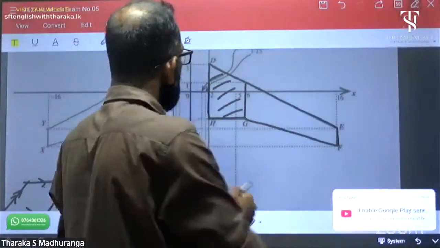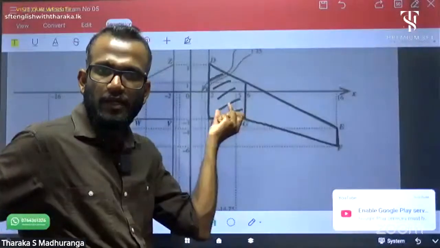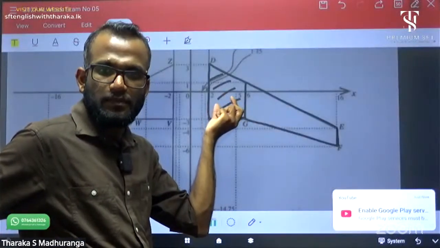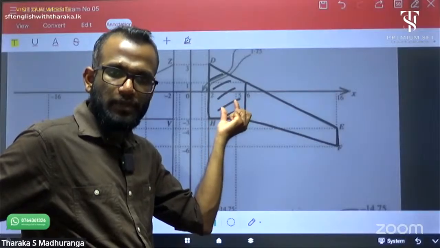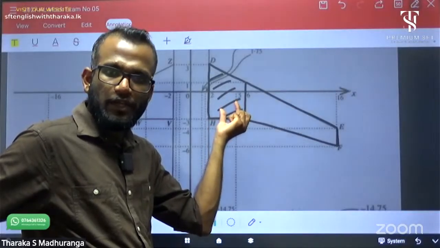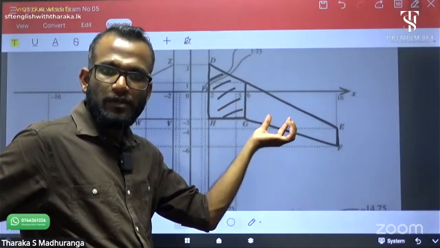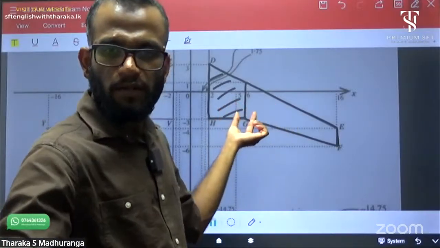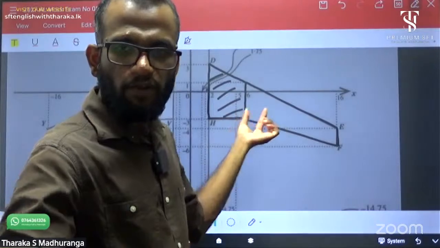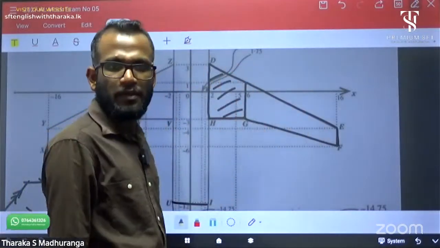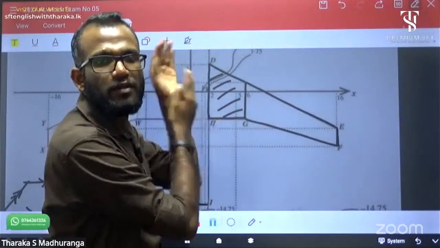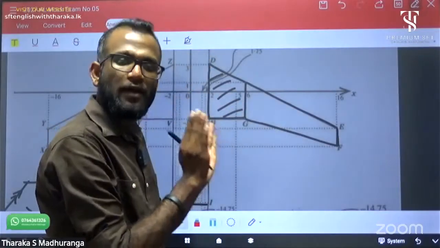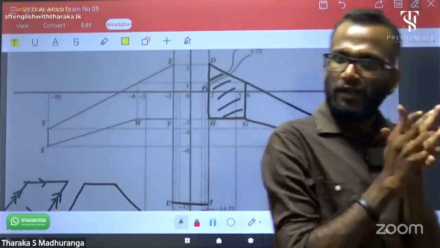Okay, what is this shape? Triangle. What is this shape? The shaded shape? Yeah, that one is also a trapezium. Good. Why? Two sides parallel, the remaining two sides not parallel. Then it is a trapezium.